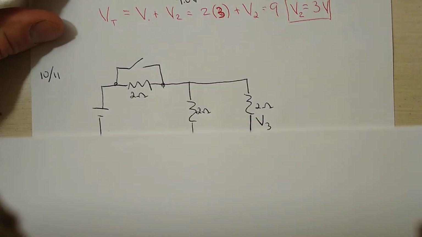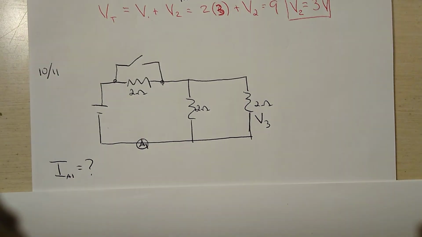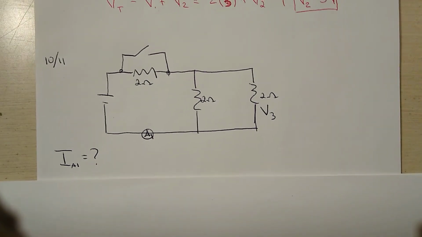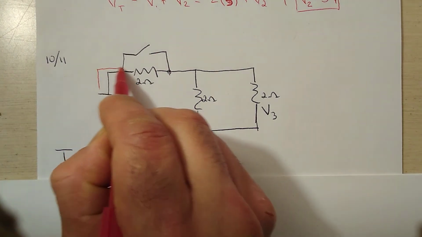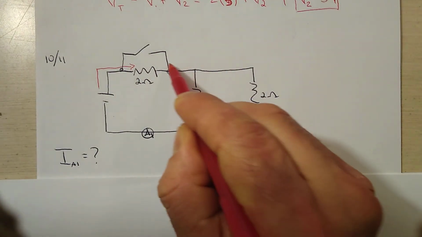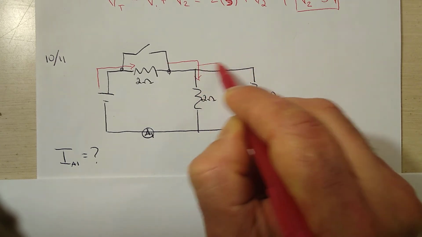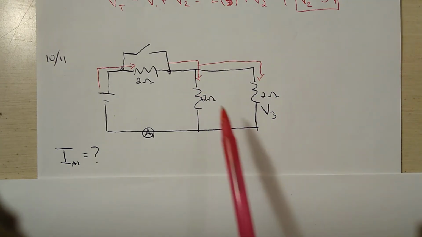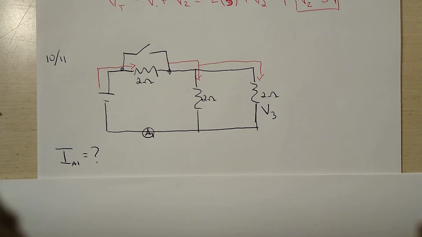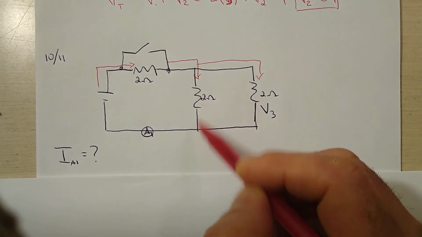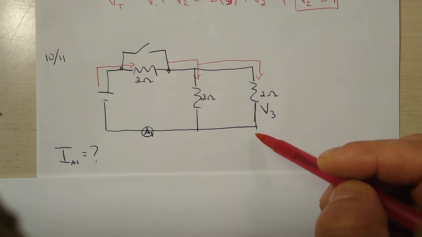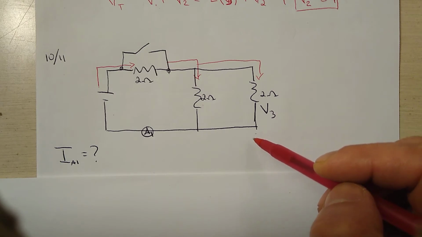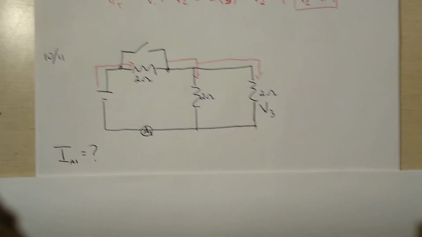And moving on. So for 10 and 11, initially this switch is open, so current is going to come through here, and then it's going to split here and here. And since they are all the same resistors, I know there's going to be an equal amount of current down this branch and this one. We want to know what the current is through A1.